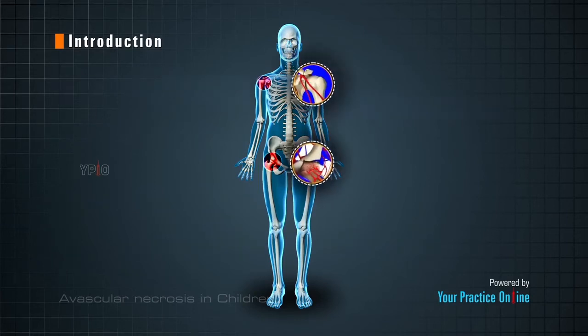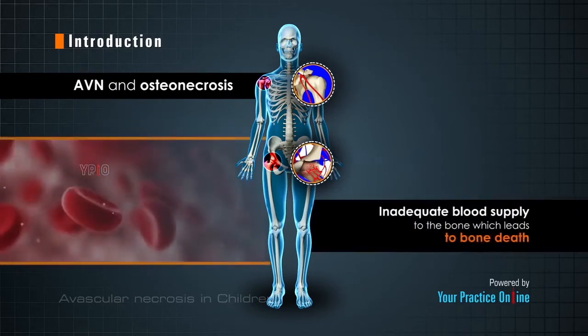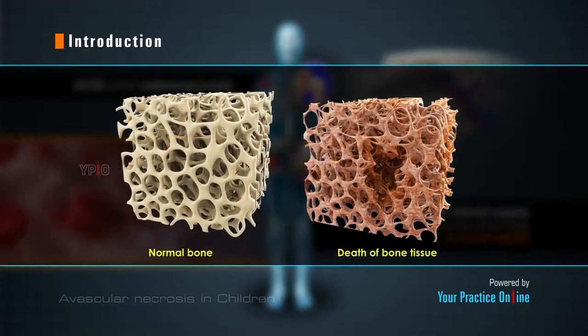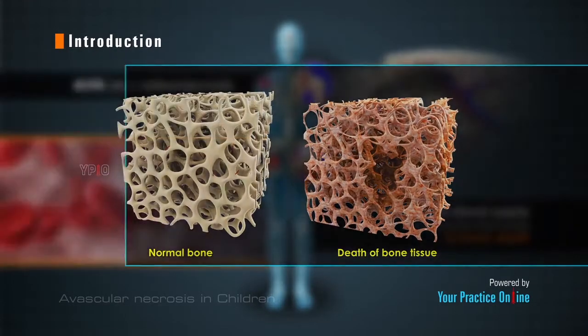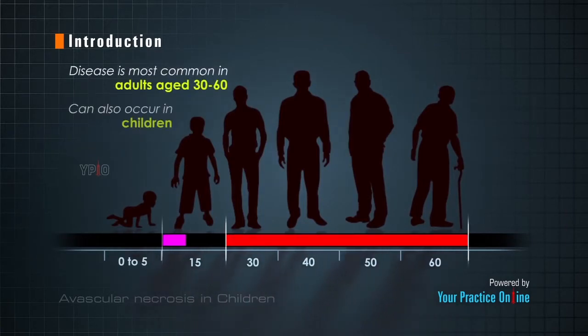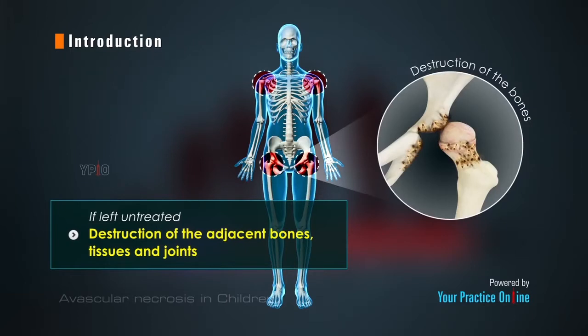Avascular necrosis, also known as AVN and osteonecrosis, is a disease caused from inadequate blood supply to the bone, which leads to bone death. This disease is most common in adults aged 30 to 60, but can also occur in children, mainly from cancer therapy. It can affect one or more bones, and if left untreated, it can lead to destruction of the adjacent bones, tissues, and joints.